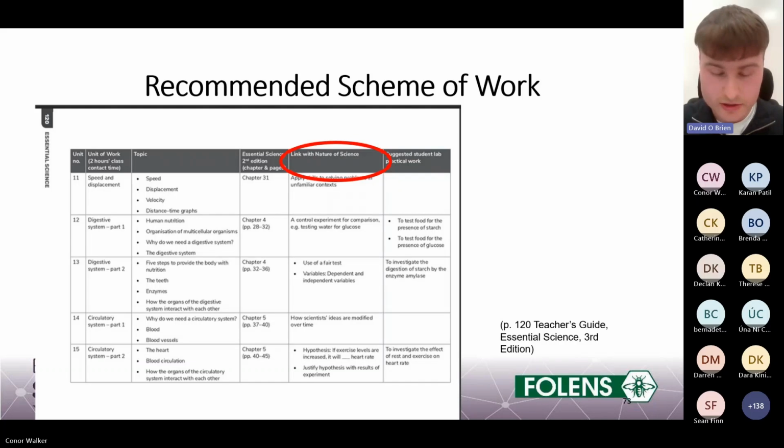As Sean mentioned earlier, our scheme of work seamlessly integrates the nature of science related to every single chapter. So this will really benefit you in passing on to your students the skills of that strand. Next slide, please.